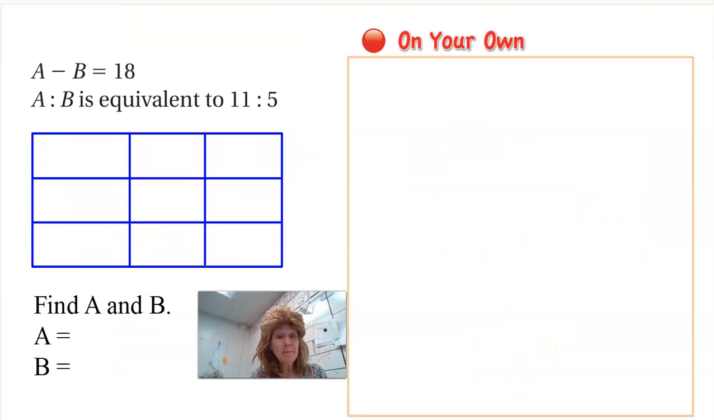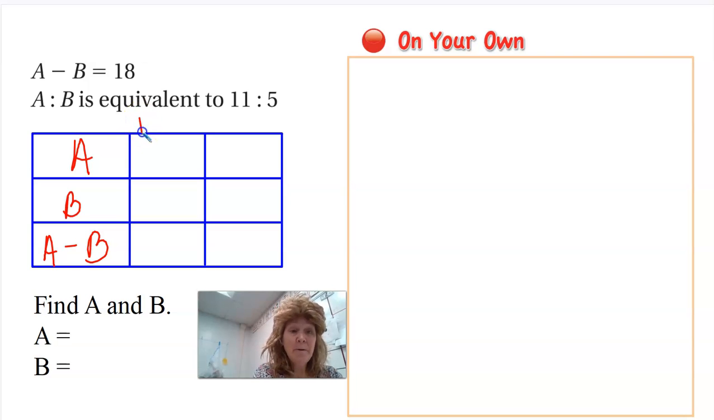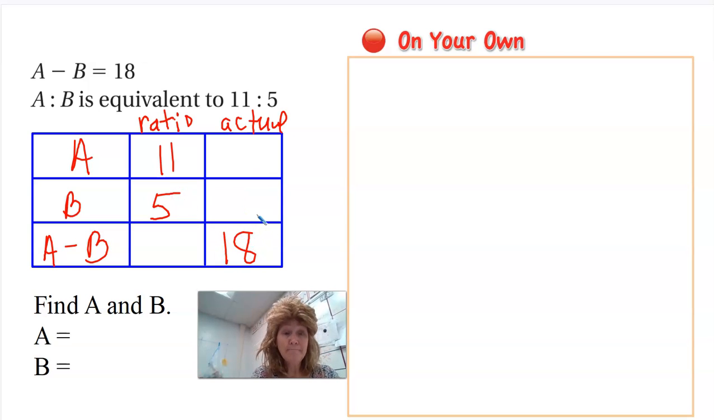Okay, now we're going to do an example where we're subtracting. So same idea. There's my A, there's my B. Now this time my total is A minus B, so I go ahead and put A minus B. And then remember, this is the ratio, and this is the actual numbers. So the ratio is 11 to 5, and the actual number when I subtract them is 18.